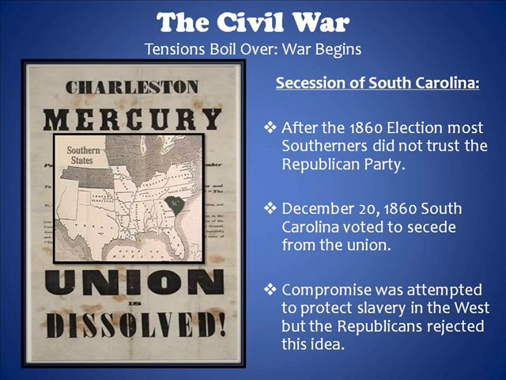And after the 1860 election, most Southerners did not trust the Republican Party. They felt it was only a matter of time before the Republicans started trying to ban slavery or encourage these slave revolts. So the Republicans promised not to disturb slavery where it existed, but Southerners didn't trust them. And on December 20th, 1860, South Carolina voted as the first state to secede, or to break away from the Union. Compromise was attempted, so they tried to find a way to bring South Carolina back, but the Republicans rejected the idea of helping slavery expand or leaving it alone. So, now we are at a crossroads. Will more states secede? What will happen next? And we will find out.